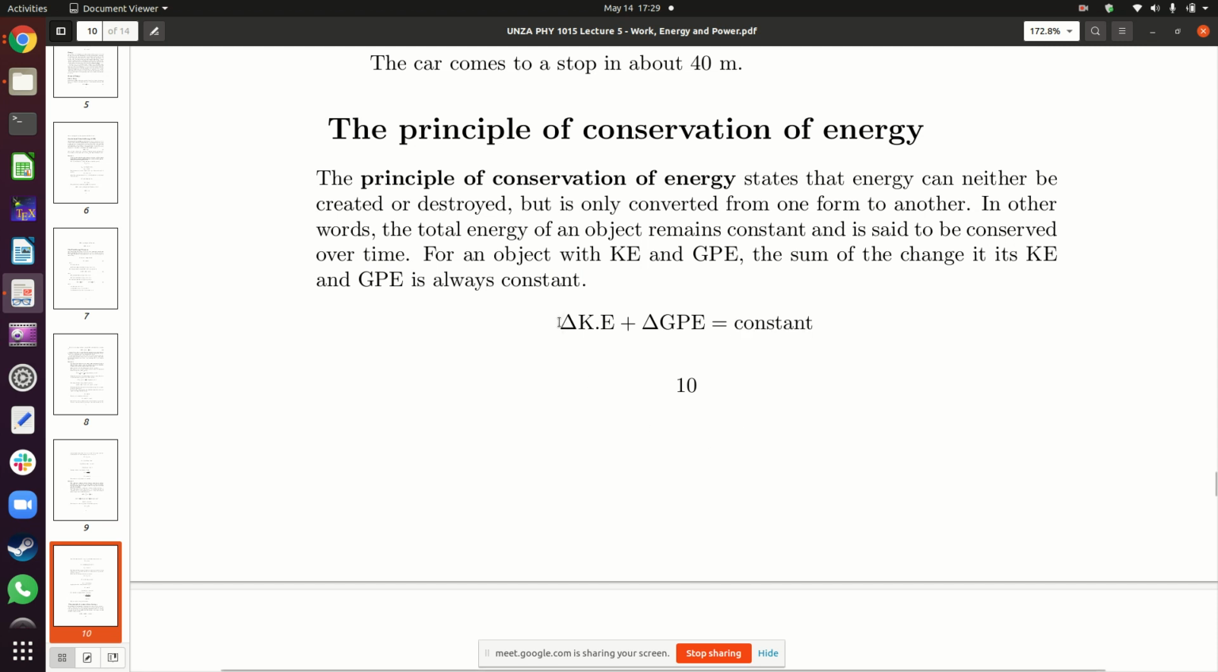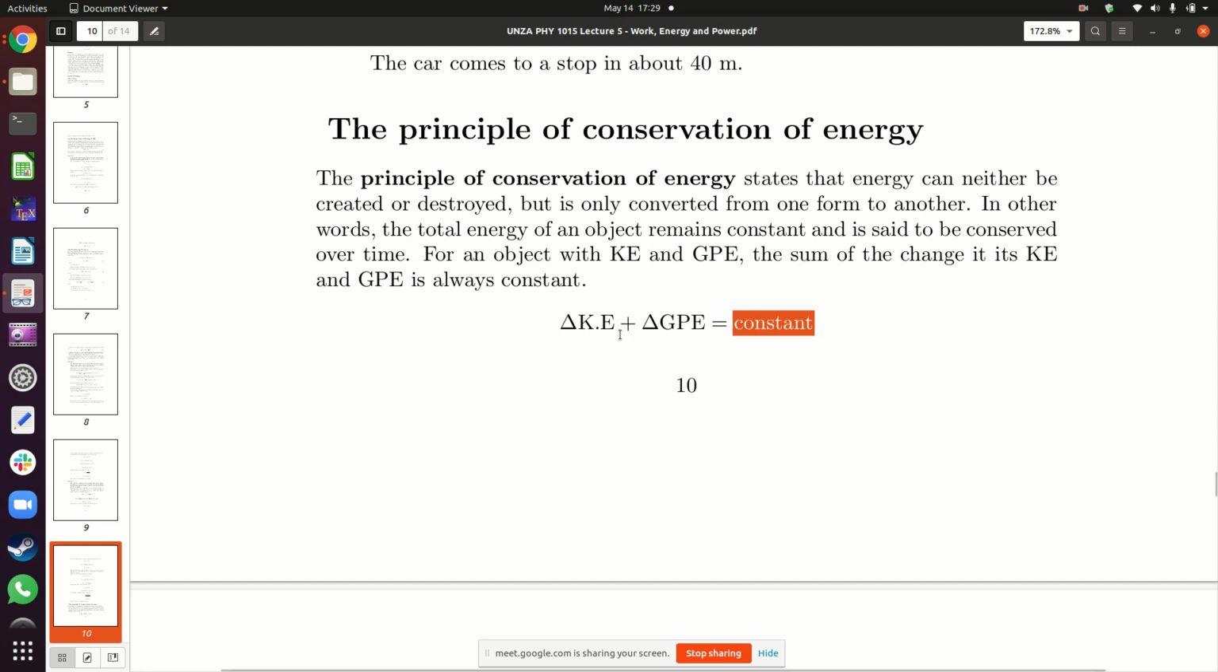So when an object experiences a change in kinetic energy, you find out how much the change is, then you add this change in kinetic energy to the change in gravitational potential energy. Then you should end up with a constant, and that's what's supposed to be 0.